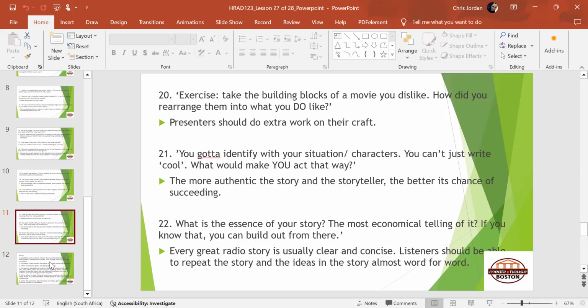Try and think about those golden moments. All right. Exercise 20: take the building blocks of a movie. Oh, sorry, excuse me, what am I saying? What is the essence of your story? I'm already in Gold Reef City here. Every great radio story is usually clear and concise. Listeners should once again be able to repeat that entire Gold Reef City ride if they wanted to.